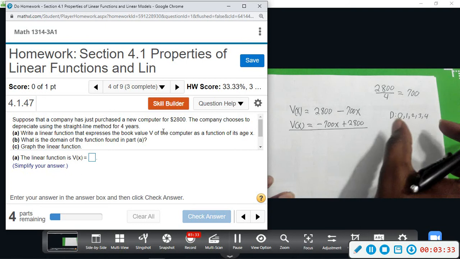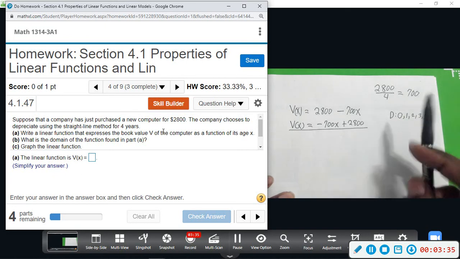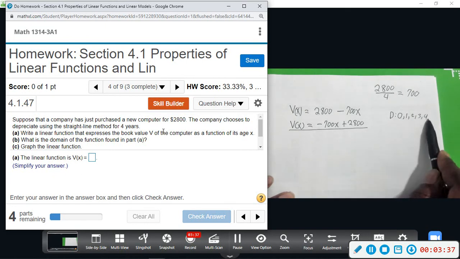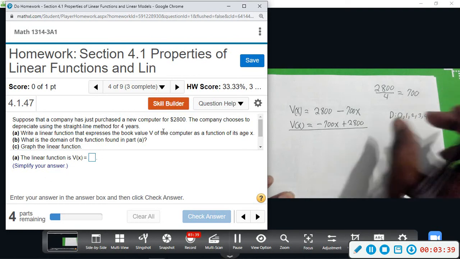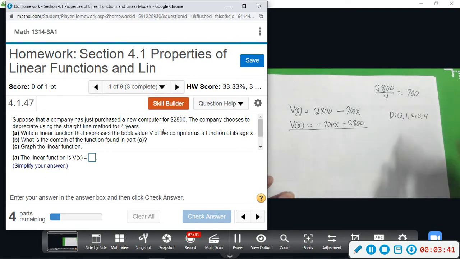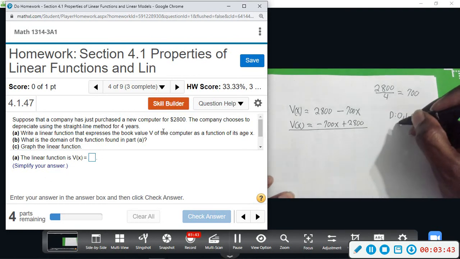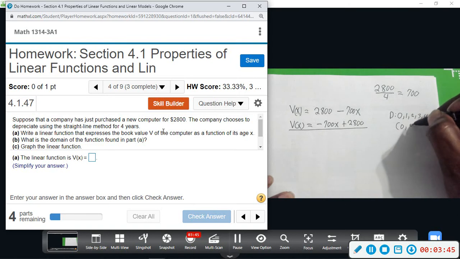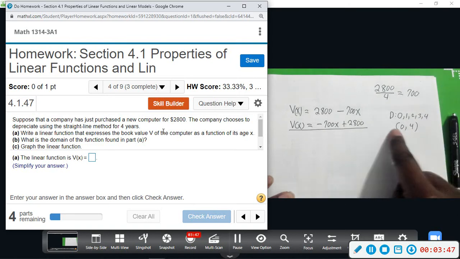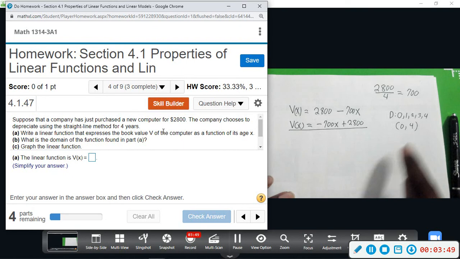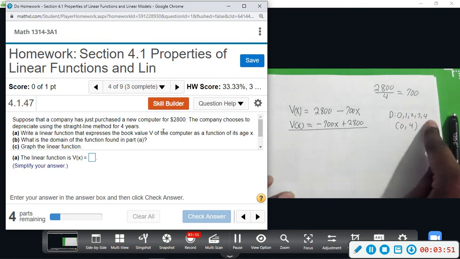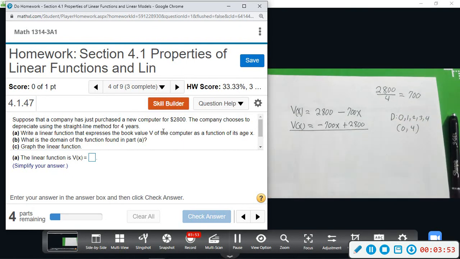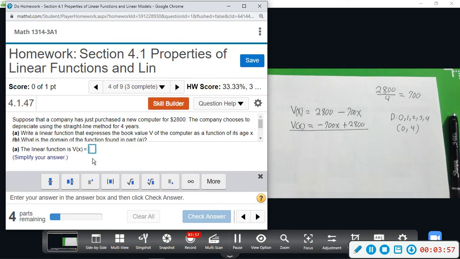Or if we count, I think we want to just do years. I think we will just list it like this. If they want to count half years, all the way through, then it is possible for us to say from 0 to 4, because time is continuous. But if we want to just look at years specifically, we will list 0, 1, 2, 3, 4. But let's see. So first we're going to write our function. Our function is negative 700x plus 2,800.